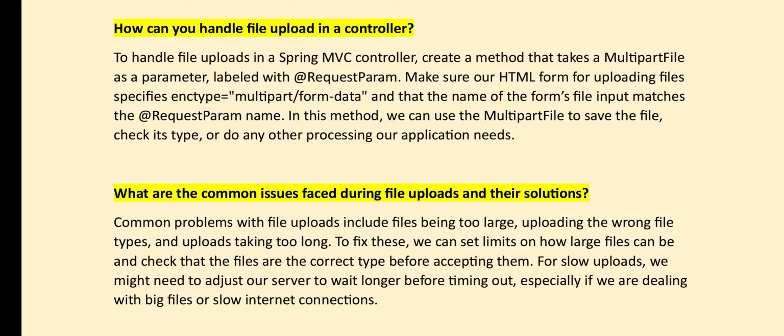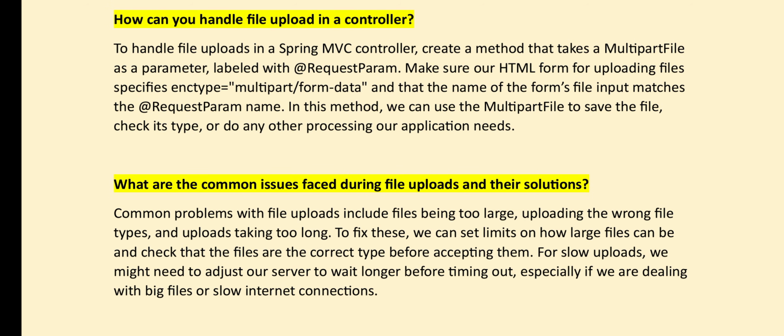What are the common issues faced during file uploads and their solutions? While uploading files, what issues may we face and how can we solve them? Common problems with file uploads include files being too large, uploading the wrong file types, and uploading taking too long. To fix these, we can set limits on how large files can be and check the files are the correct type before accepting them. For slow uploads, we might need to adjust our server to wait longer before timeout, especially if we are dealing with big files or slow internet connections.